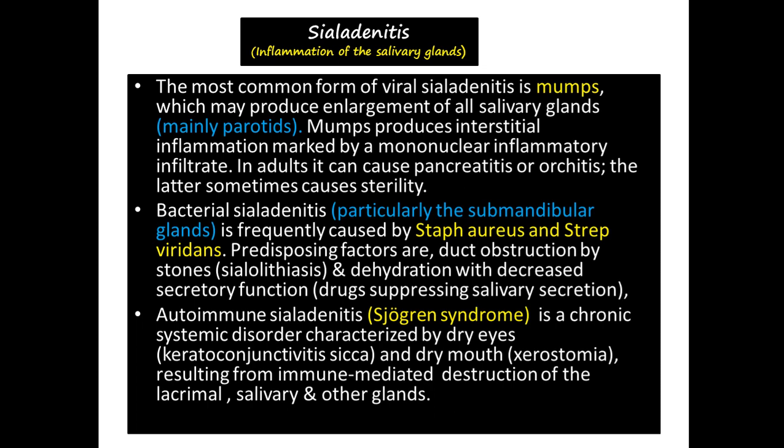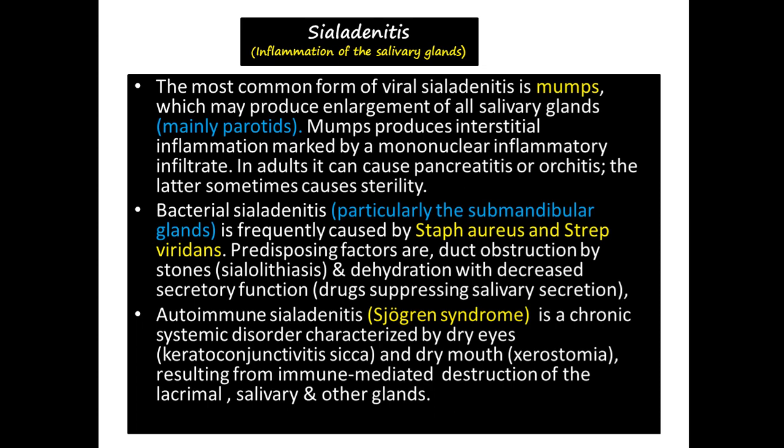and the orchitis may later on manifest itself as sterility, and problems of infertility may become the issue. Bacterial sialadenitis particularly involves the submandibular glands, and it is caused by Staph aureus, Streptococcus viridans, and Haemophilus influenzae. The predisposing factors for these conditions are duct obstruction by stones and dehydration, which lead to decreased secretion of the saliva, and many drugs also suppress the salivary secretion.